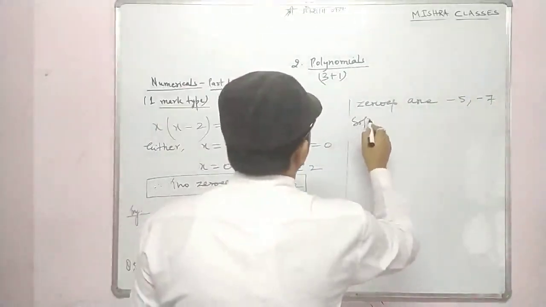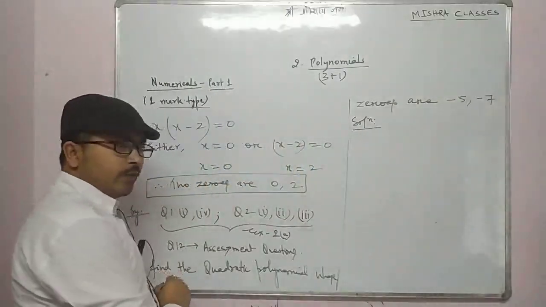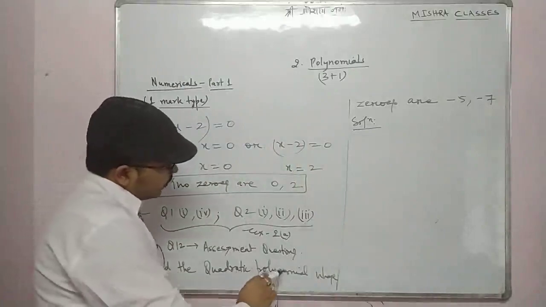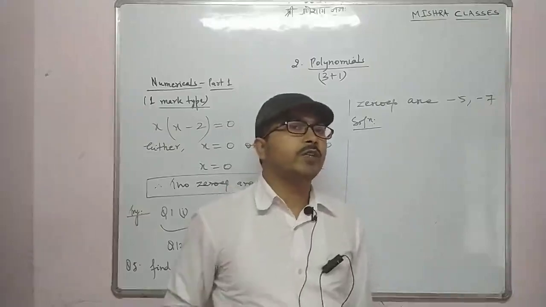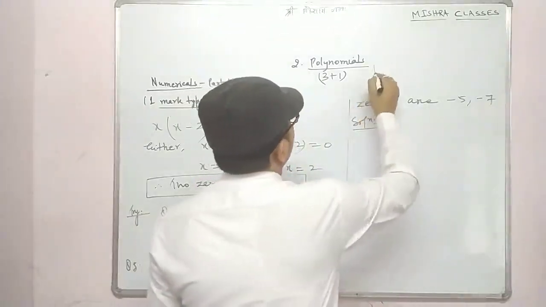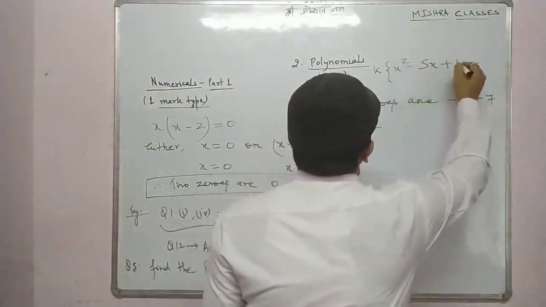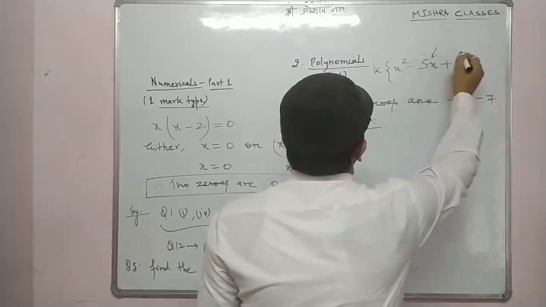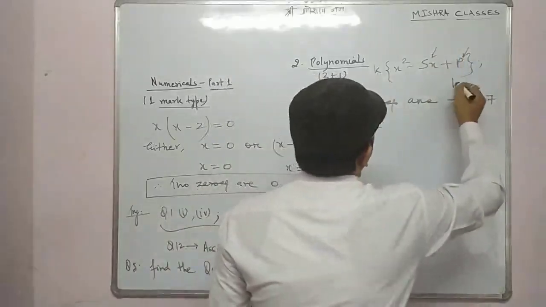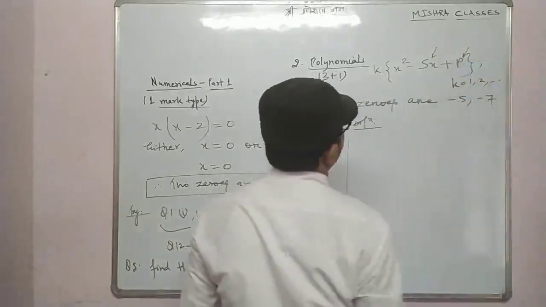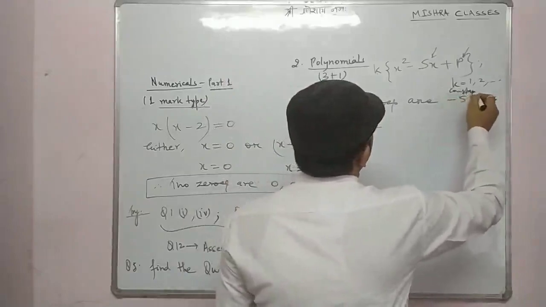Now solution. If you remember, we have done fitting of polynomial, yes or no? Find the quadratic polynomial whose zeros are minus 5 and minus 7. So we have done fitting of polynomial. What was that? k open bracket x square minus sum of the zeros into x plus product of the zeros. S means sum and p means product. Now this is the family of polynomials, where k equal to 1, 2, like this. Is it clear? k is constant. You can take any value, alright.